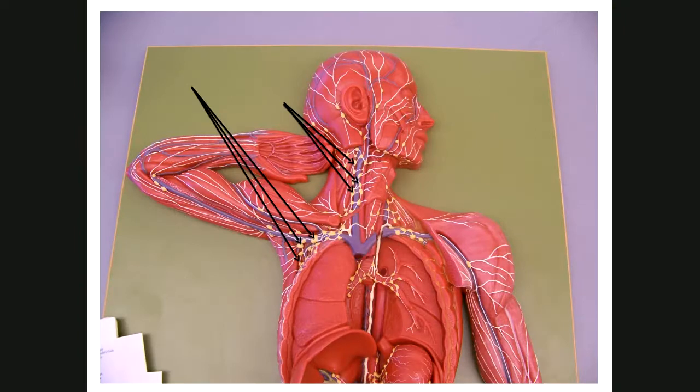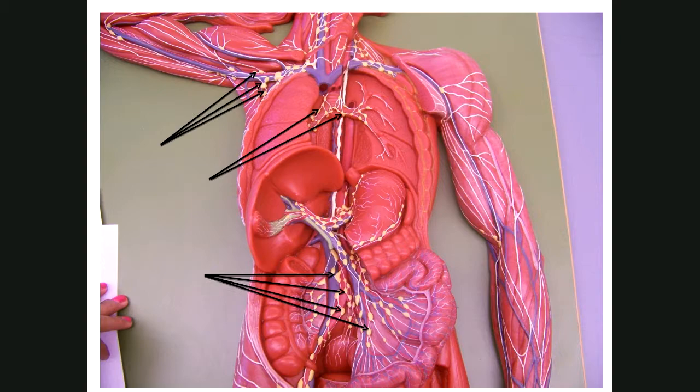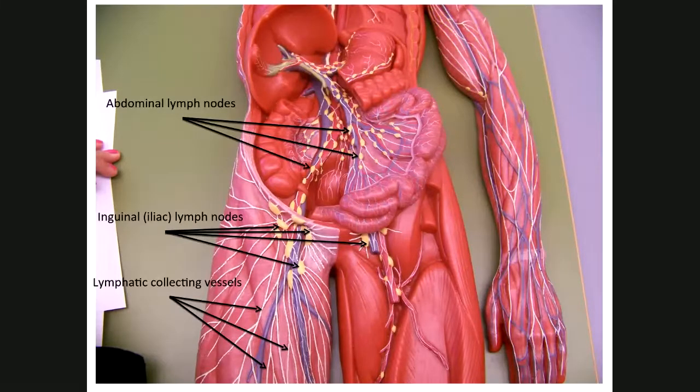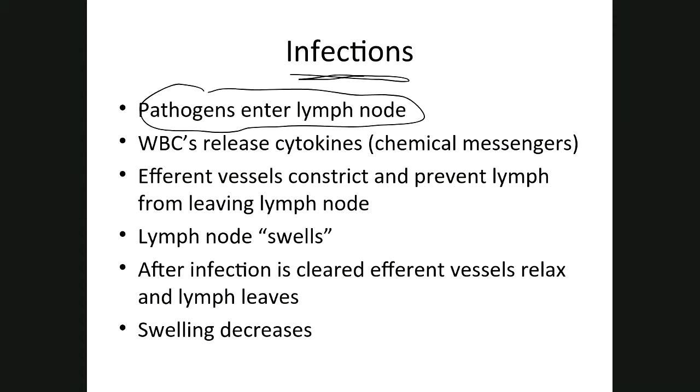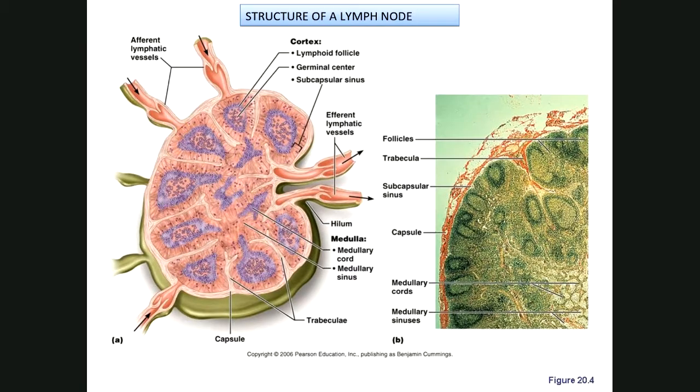And so if we look at these lymph nodes, you can just see how many of them there are. And we kind of already talked about this, but what happens if you have an infection? Well, the pathogen is going to wind up in a lymph node, and what happens? The white blood cells are going to release those chemical messengers, and we're going to close off the efferent vessels. So fluid keeps coming in, but it can't get out, so the lymph node swells up until the infection is gotten rid of. Once it's cleared, the efferent vessels are going to open and the lymph's going to leave. Any questions about lymph nodes?